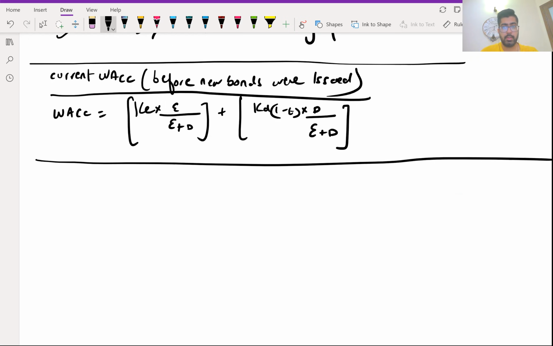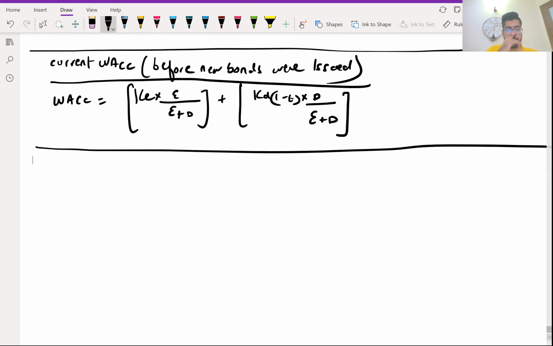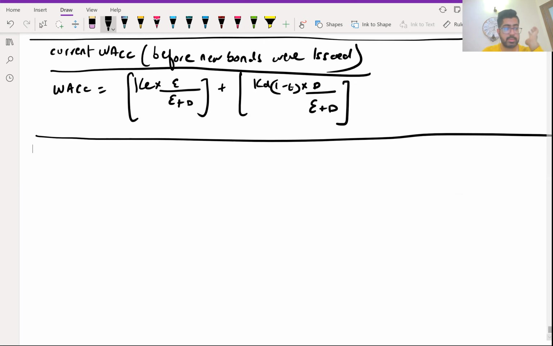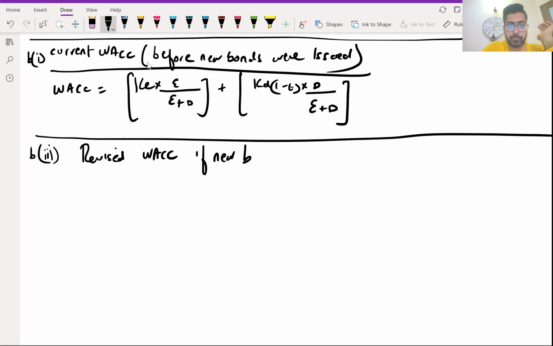Okay. And question asks you to find the current WACC before new bonds are issued. I'm talking about B1. So when question asks you to find current WACC before new bonds were issued, you said company has equity shares and the bonds. So KE and KD, you calculated KE, KD, D, and E plus D, that's it. Now B3 asks revised cost of equity and revised WACC if new bonds are issued.